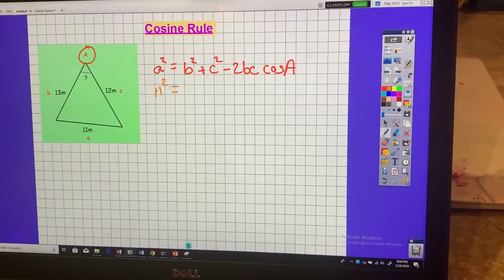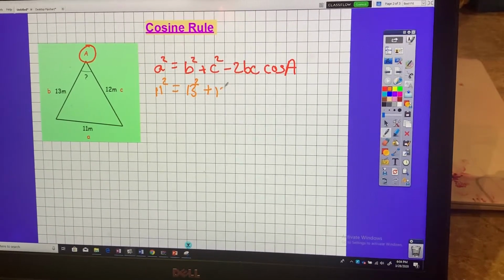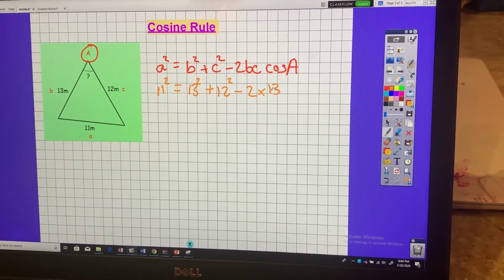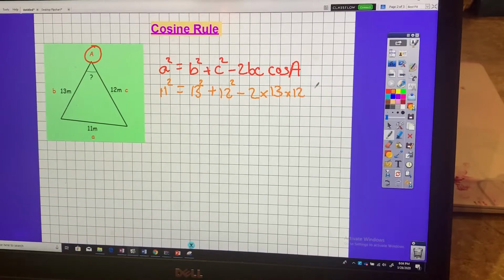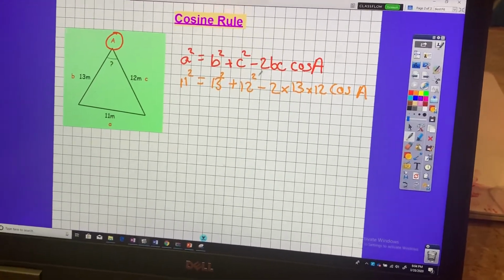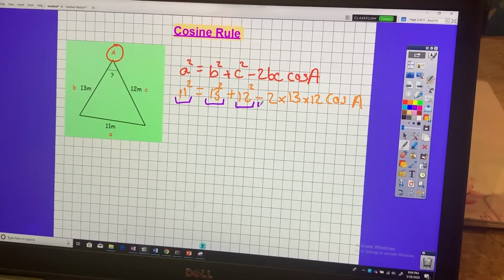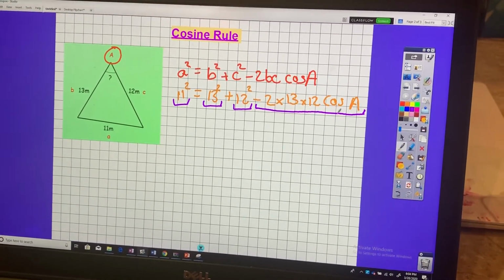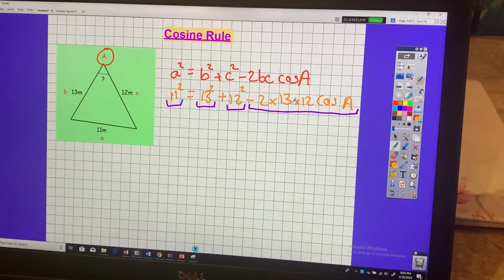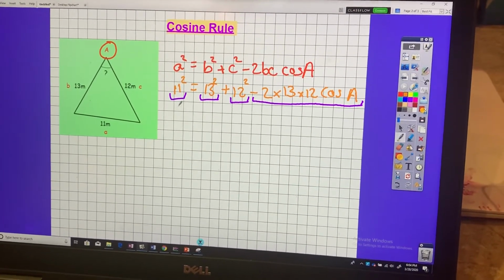11 squared is a squared, b squared is 13 squared, c squared is 12 squared, minus 2 times b, which is 13, times c, which is 12, cos of A. I don't know A, so I'm just going to keep writing it. Another thing to note is this is its own term, this is its own term, this is its own term, and this is a whole term because it's being multiplied, remember. Excuse my handwriting, I've recently bought this tablet that I haven't really gotten used to yet, so hopefully I will soon.